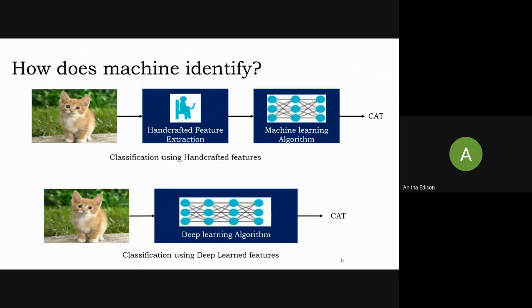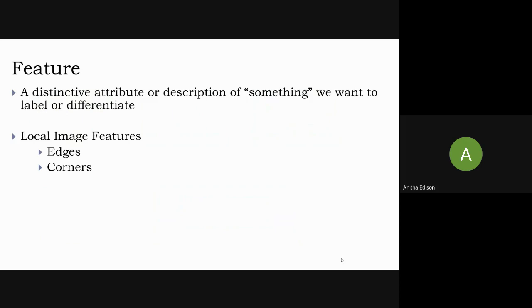As I have told you earlier, how do machines identify from an image? Machines will extract some kind of handcrafted features engineered by a computer vision researcher, and then we'll use those features to train a machine learning algorithm, and then the algorithm will identify the particular image. First we'll see about features.